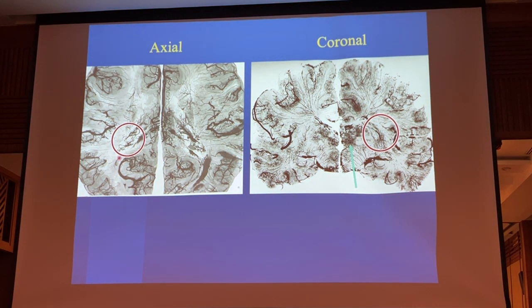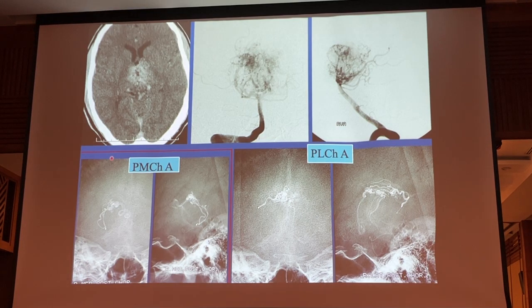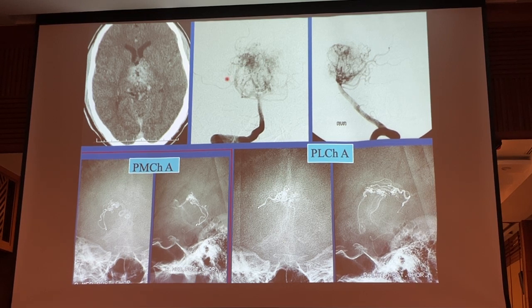This is axial and coronal section of George Solomon's book. You can see this territory as branches of posterior lateral choroidal artery getting into the atrium and supplying a portion of the thalamus. You can see this patient has bilateral thalamic arteriovenous malformation. This is an illustration of the course of the medial posterior choroidal and lateral posterior choroidal artery.